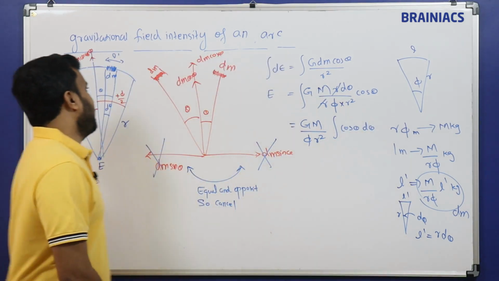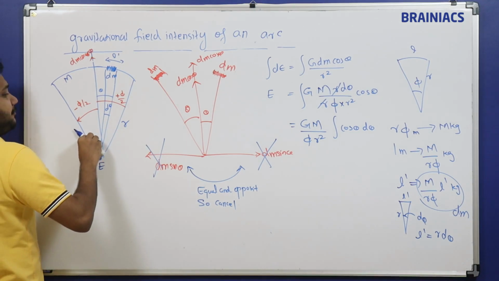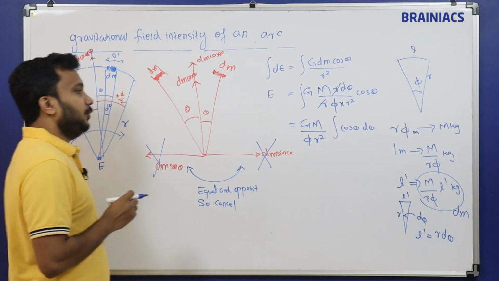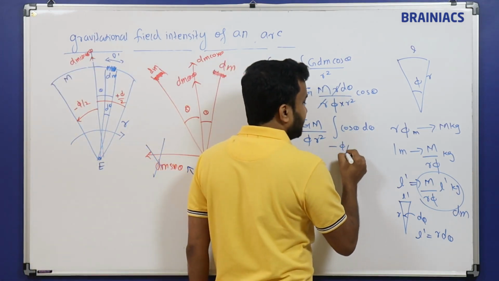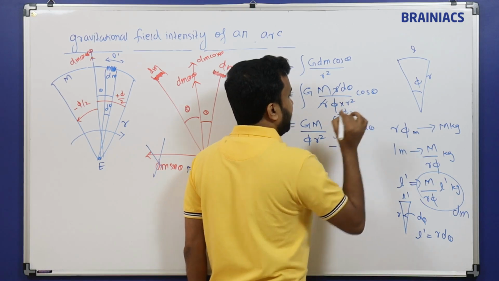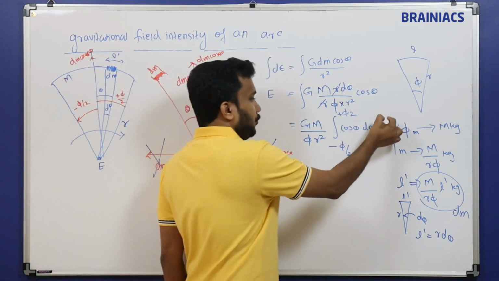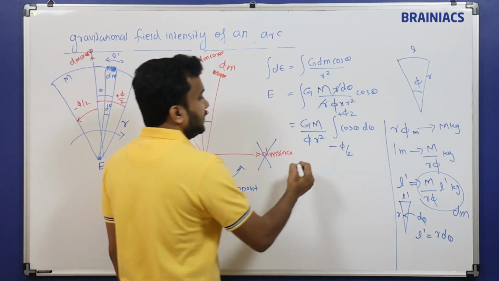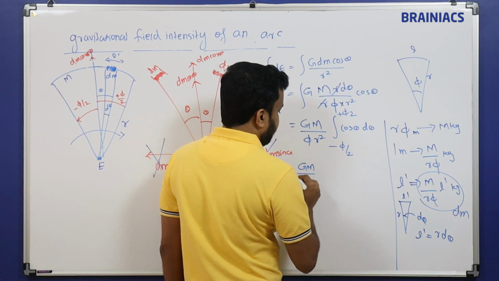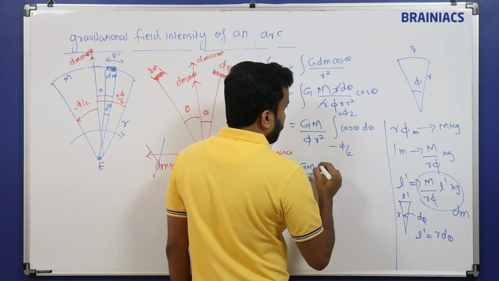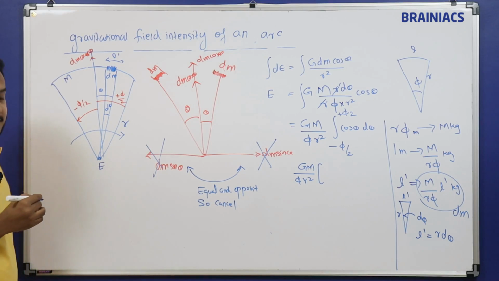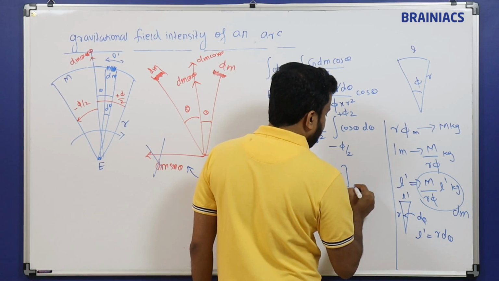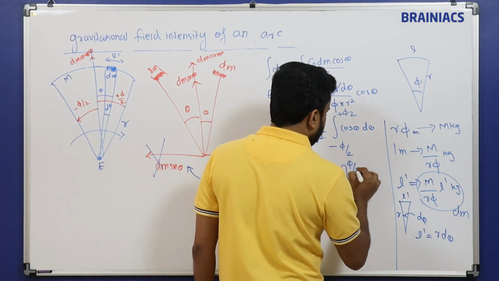I want the limit of integration. See, if I am coming from left to right, because I have to move from here to here, what is the angle change? Minus φ by 2 to plus φ by 2. So GM divided by φr square into the integral of cos θ. The integral of cos is sin θ, from minus φ by 2 to plus φ by 2.